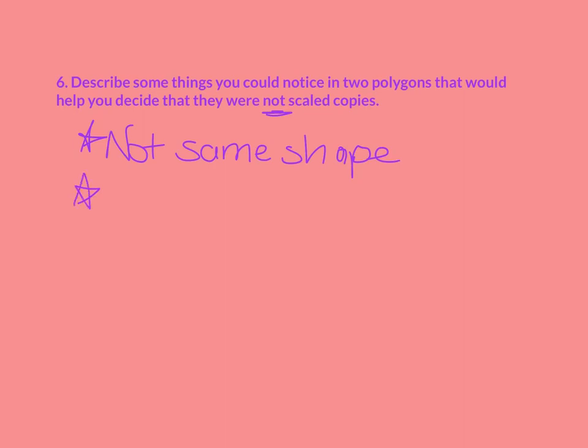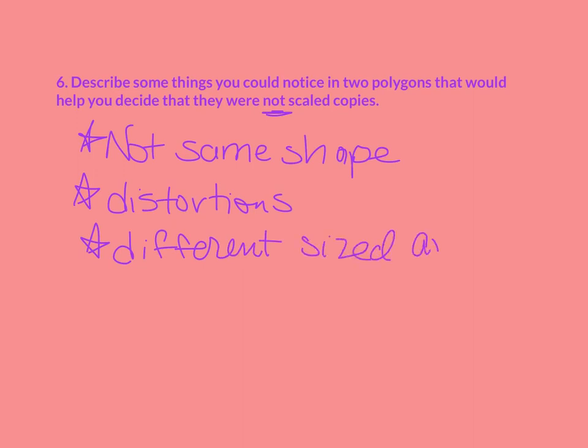The next thing, if there are distortions from one to the next. Another thing, different sized angles. So maybe there are two triangles, but one has one very large angle, and the other triangle has all equal angles. Another way to tell would be that there's more than one scale factor when we compare the corresponding sides.